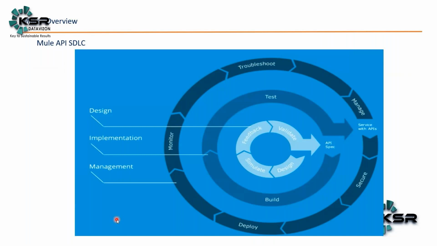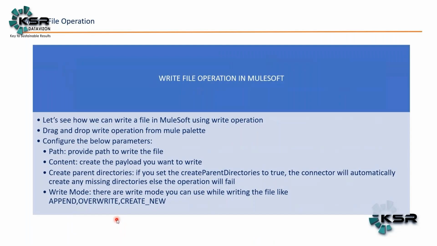There is a separate module called MUnit for unit testing, how we can deploy it using runtime manager of Mule, and it has a separate API spec for AML, RAML, right? So how you can secure it. So all those things are there. Whatever you want to do, you can just plug and play, right?